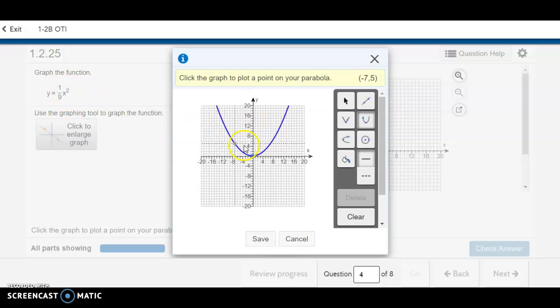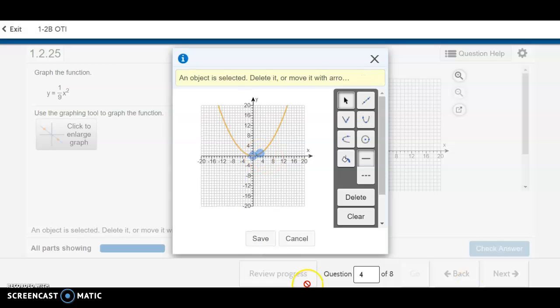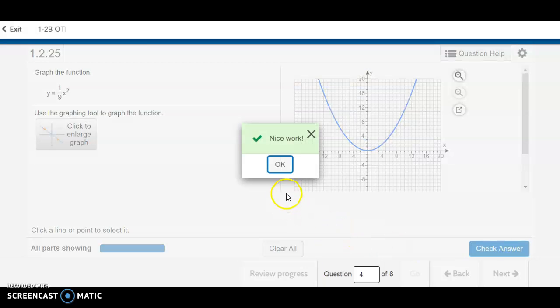It is 1/9. That means it's going to be a compressed graph. So we know it's going to be wider than your normal graph. But how wide? An easy way to do this, just put a number in this. Put something like, let's say 3 into this. 3 squared would be 9. 9 times 1/9 is 1. So that means that when I input 3, I get 1 out. So then I know at 3, this graph should be at 1. And then we should be good. So we should be able to save it, check it. Boom, nice work.